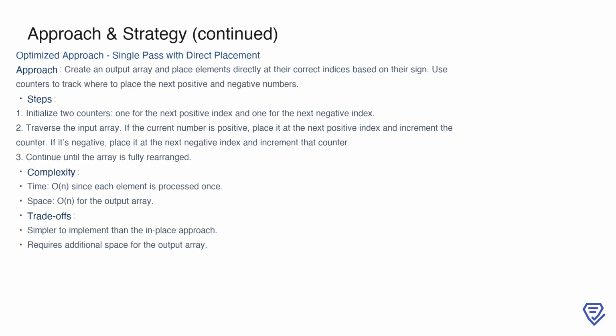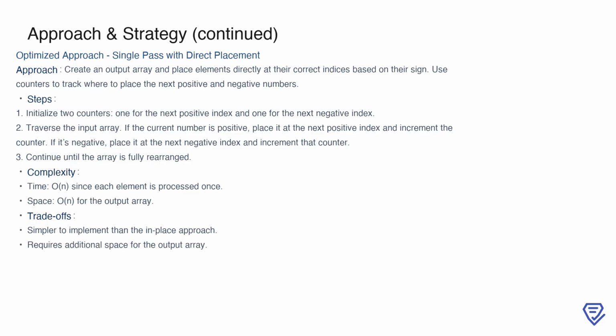An even simpler method to solve the problem is the single-pass approach with direct placement. This technique uses an output array and counters to place elements directly at their correct positions. The steps are straightforward. We initialize two counters, one for the next positive index and the other for the next negative index. As we traverse the input array, we check the sign of each number. Positive numbers are placed at the next available positive index, while negative numbers go to the next negative index, with the respective counters incrementing each time. This process continues until the array is fully rearranged.